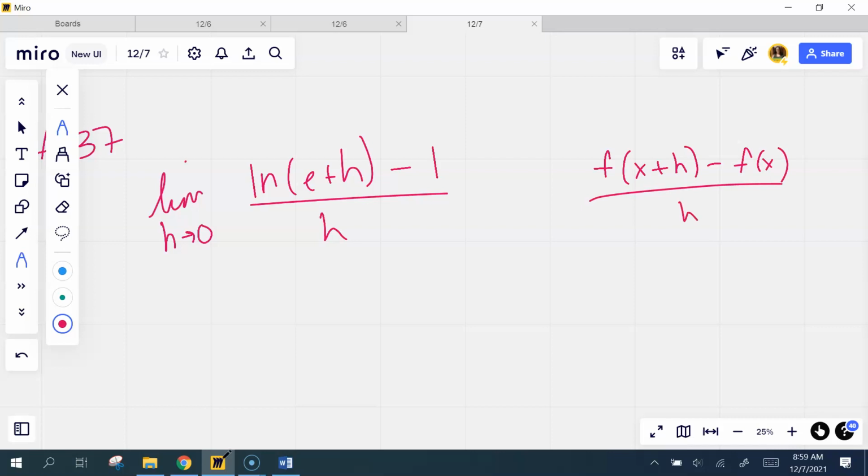Well, I just want you to think about this because this asked me to find the derivative. But clearly this is the derivative at a certain point, right? Because they plugged in a value for x, right? What is f of x in this case? Natural log of.